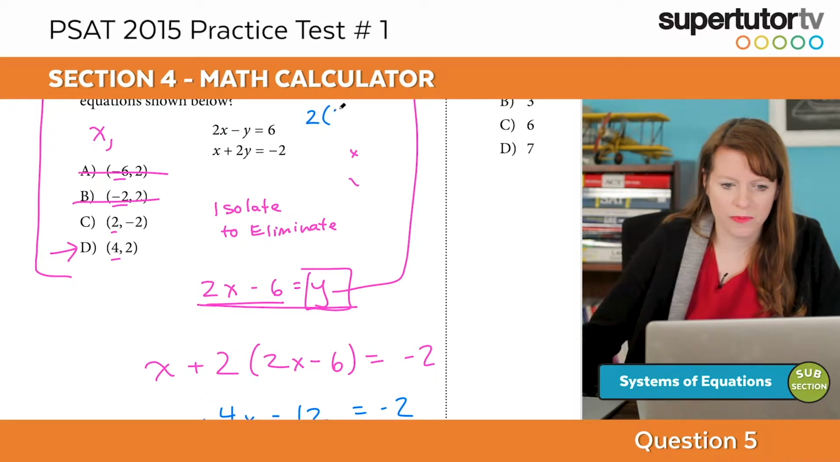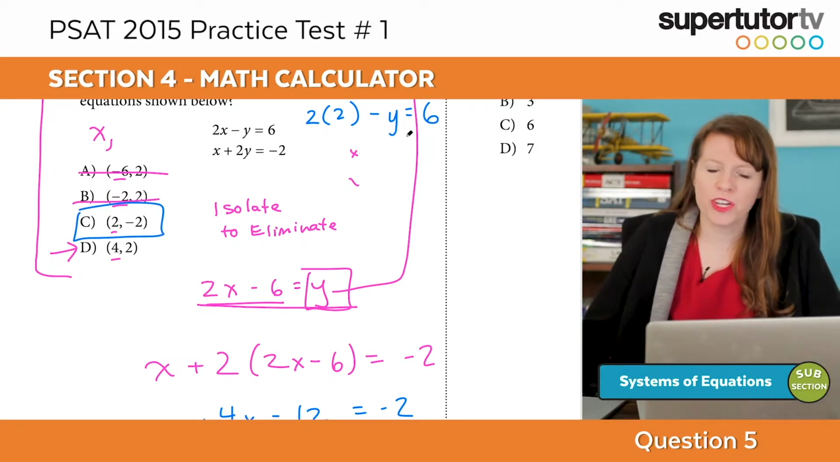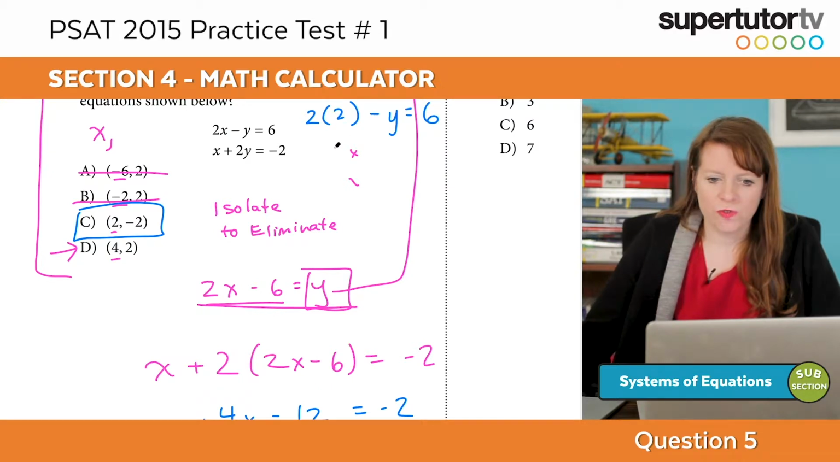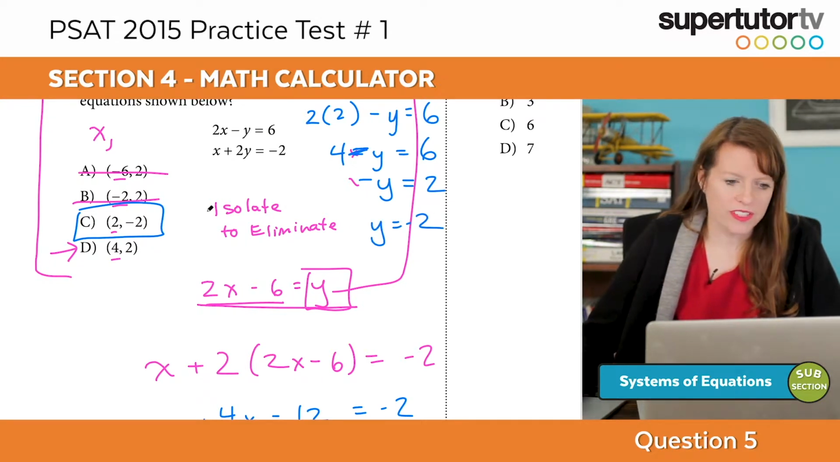I get 2 times 2 minus y equals 6. This should be the answer then, but I'm just going to double check it now. And the double checking I usually do at the end, by the way. So this is 4 minus y equals 6. And then I get negative y equals 2. So that means y equals negative 2. So there it is. C is my answer.